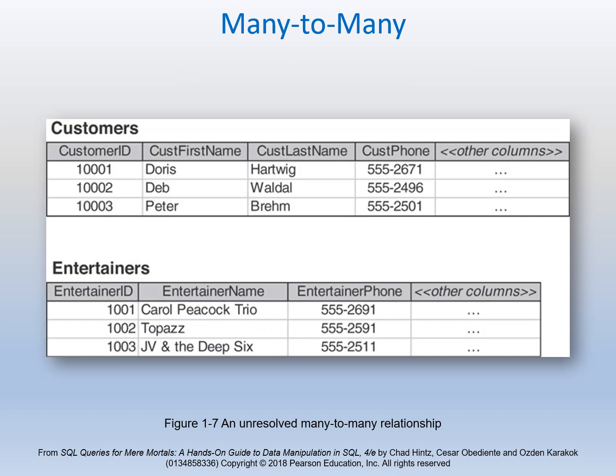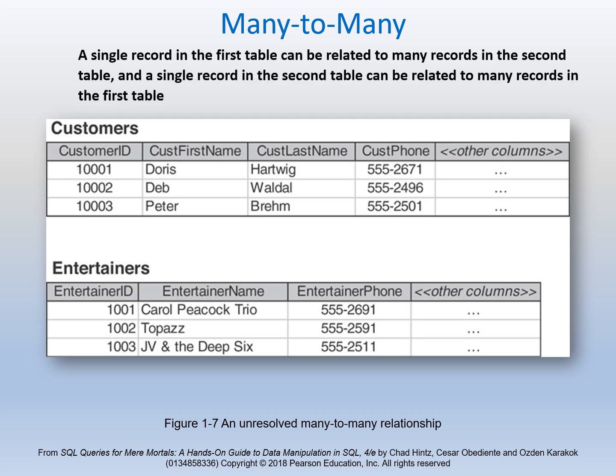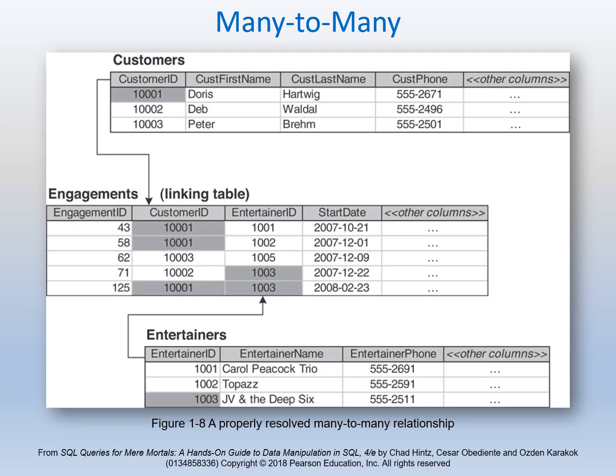Here we have a many-to-many, which is usually a relationship we have to resolve down to a one-to-many. Many customers can have many entertainers. Many entertainers can have many customers. That makes it difficult to extract a unique row in a timely manner. Therefore, here we resolve the many-to-many relationship by creating this middle table called a linking table.